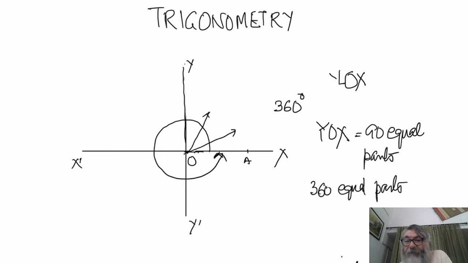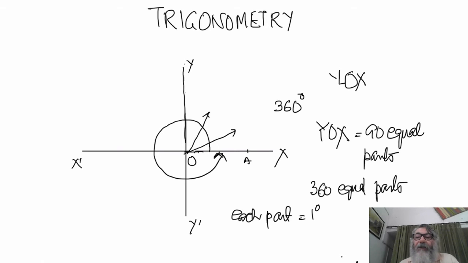Now, when the complete revolution has been divided into 360 equal parts, each part is equal to 1 degree. It is called 1 degree. So we have made it into 1 degree. All right.